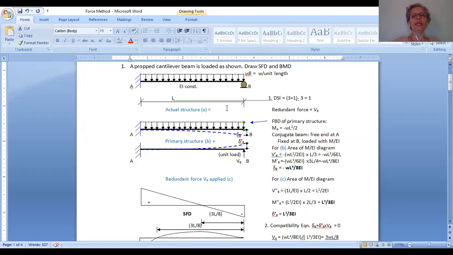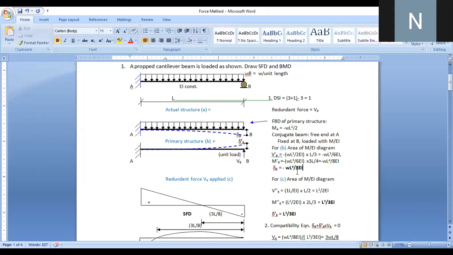So actual structure A is equal to primary structure B, that is removing the redundant force, plus the redundant force applied, that is C. So B plus C is equal to original diagram A. So we are using the method of superposition also. After knowing delta B as minus WL raised to 4 divided by 8 EI, I am going to look at the M over EI diagram for this unit load that is applied. How do I find out the area there? We'll go back to the whiteboard and see it again.